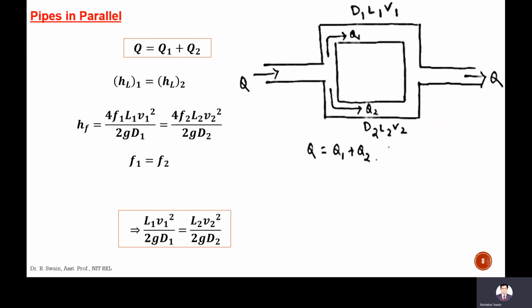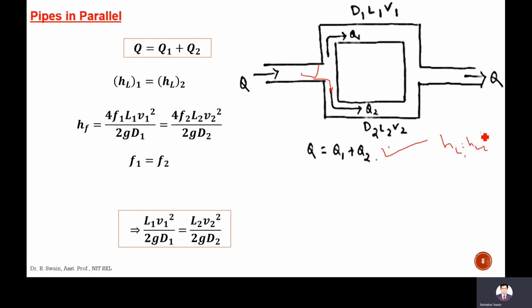Next, when pipes are parallel, like in this figure, these two pipes are in parallel. So here the discharge is divided into two parts. Unlike pipes in series where discharge remains constant, here discharge is divided. Q is equal to Q1 plus Q2. And when pipes are in series, the head loss is the summation of head loss of individual pipes, but here the head loss remains constant in the two pipes. Means HL1 is equal to HL2.